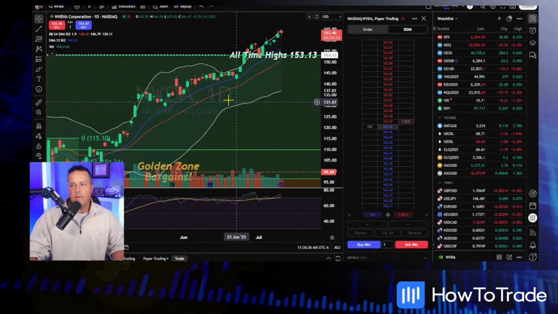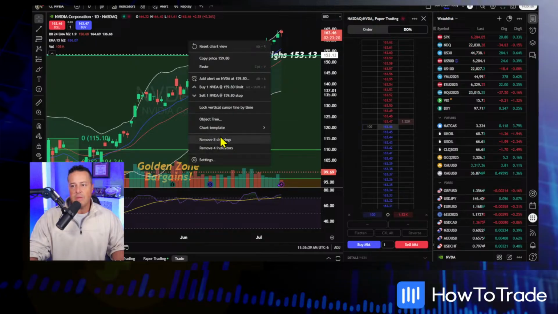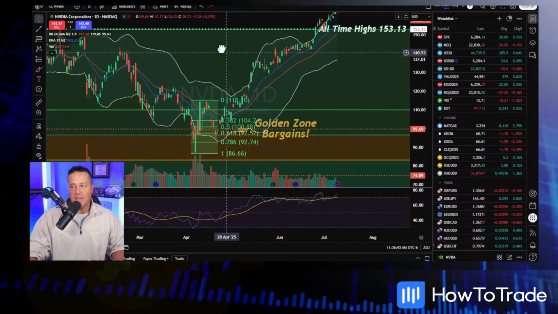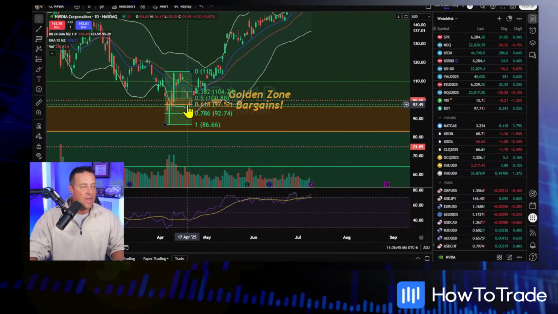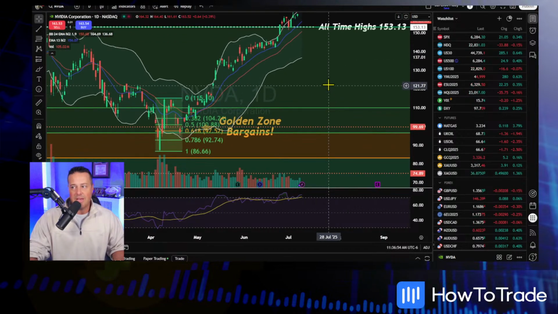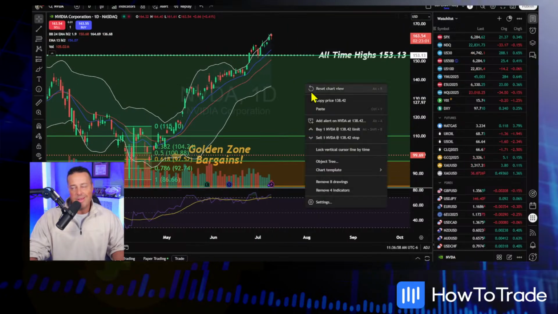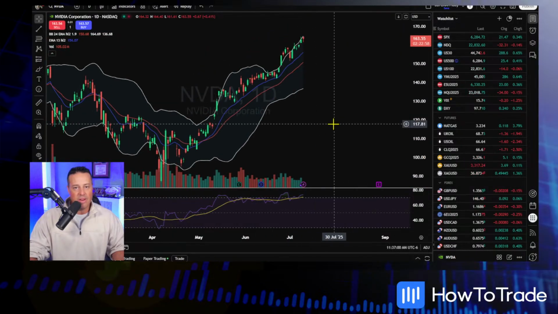Okay, NVIDIA, what can you really say? I mean, we're back above all-time highs. We talked a lot about golden zone bargains way back when on the daily. You can see the analysis is ancient, but right there, daily golden zone buy, that was back in April. We loved NVIDIA to the top side, and that was a buy from about $99. So all-time high is 153. I thought that was an absolute great investment opportunity earlier.